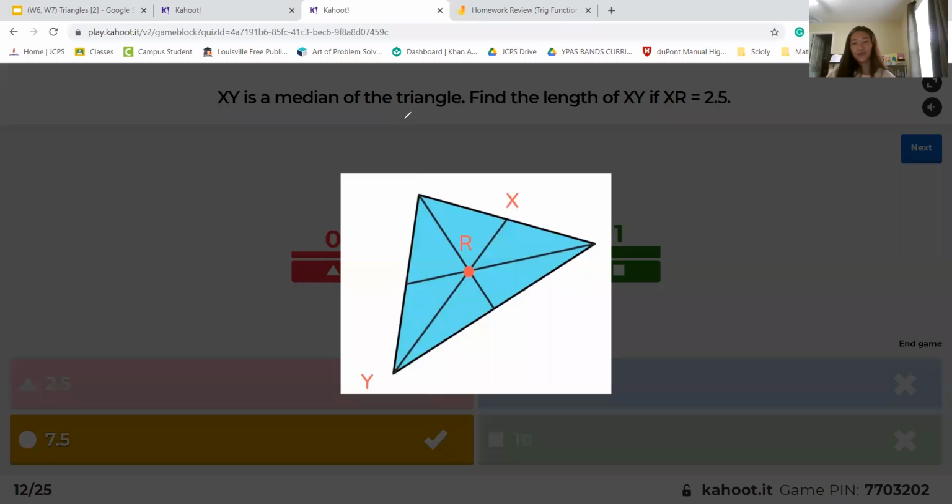Yeah, so I bet a lot of you guys might have just misread it, but this is 2.5. So this whole thing must be 7.5 because XR is 1/3 of XY.